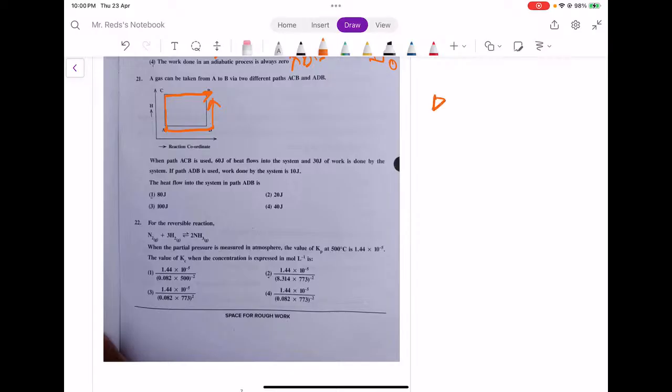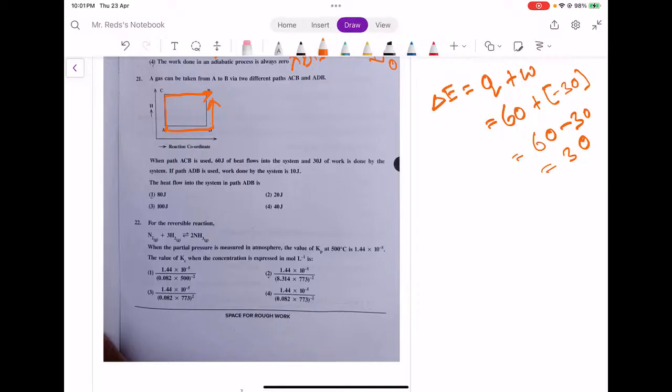So according to the first law of thermodynamics, delta E is equal to Q plus W. Q is given there, Q is 60, plus work done by the system. Here heat is taken by the system and work is done by the system. Work done by the system is 30 joules, so minus 30. So this is equal to 60 minus 30, that is equal to 30, students.